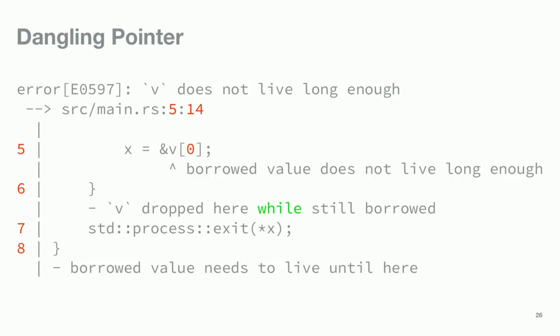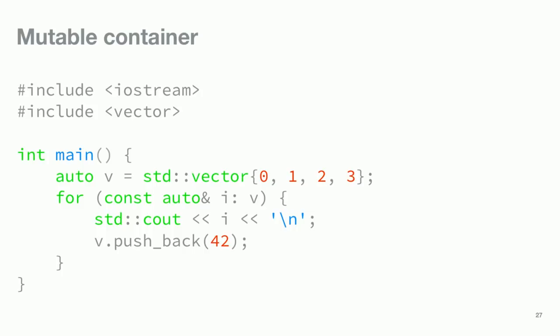And in terms of understandable error messages, I'm not sure what they could do better there. I think it's really spelled out super clearly. It's quite nice. Another way you can shoot yourself in the foot in C++ is if you're iterating over a container and then you happen to be modifying the container while you're iterating over it. So here we're going over the integers 0, 1, 2, 3, we're printing them out, but while we're doing that, we're also manipulating the contents of the vector, then strange things can happen.